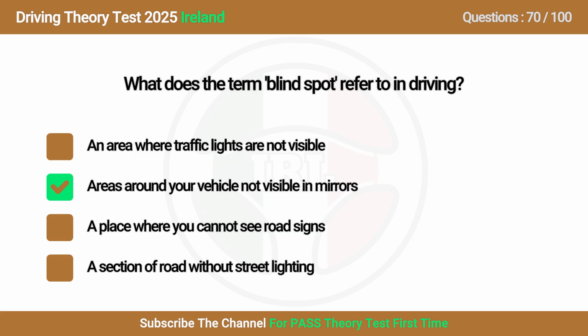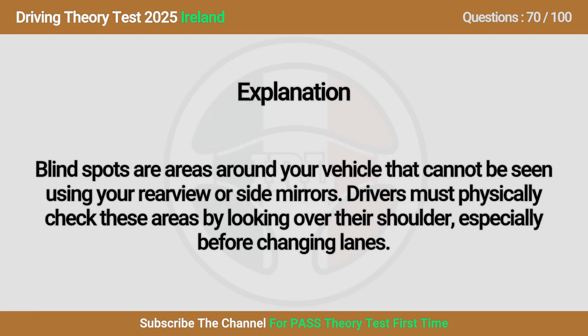Answer is B. Areas around your vehicle not visible in mirrors. Blind spots are areas around your vehicle that cannot be seen using your rear-view or side mirrors. Drivers must physically check these areas by looking over their shoulder, especially before changing lanes.